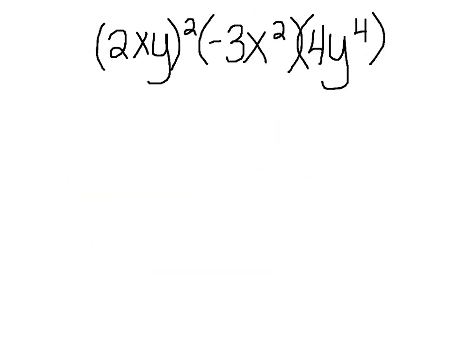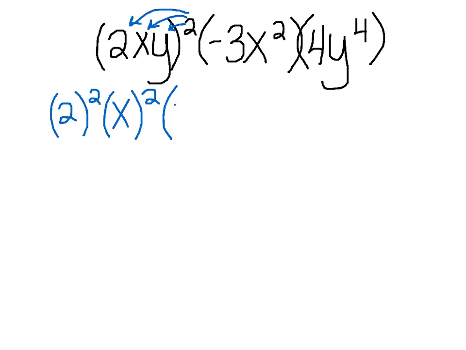All right, I want you to pause the video and try this problem on your own. All right, looking at this example, we're going to simplify by doing our exponents first. So I'm going to take this power of 2 and apply it to each term on the inside. So I have 2 squared, I have x squared, I have y squared. Then I have the remainder, which is negative 3x squared times 4y to the fourth.